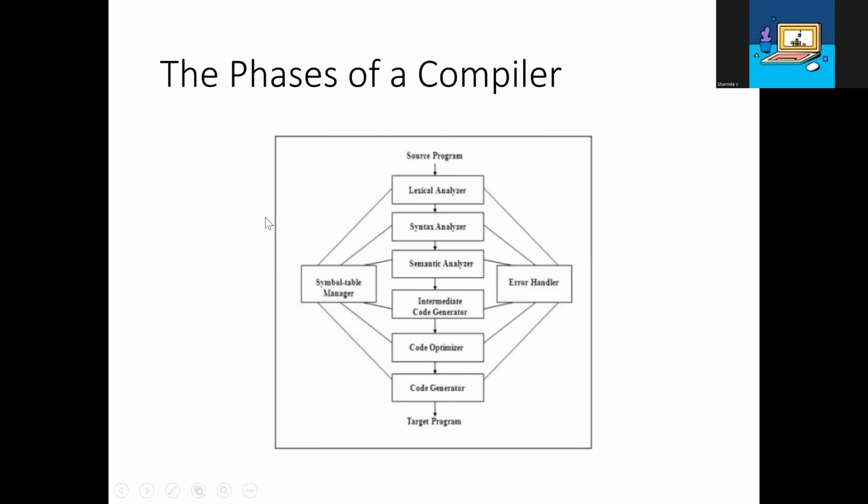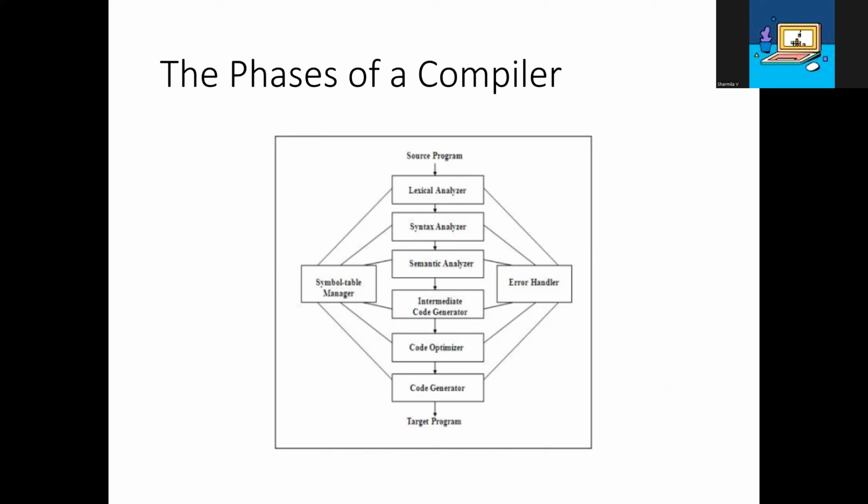In today's video, we're going to discuss the phases of compiler. There are totally 6 phases of compiler. The first one is lexical analyzer, second one is syntax analyzer, third one is semantic analyzer, fourth one is intermediate code generator, fifth one is code optimization, sixth one is code generator.